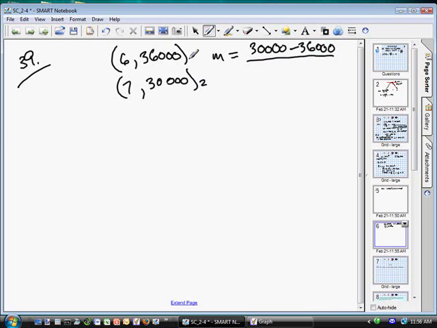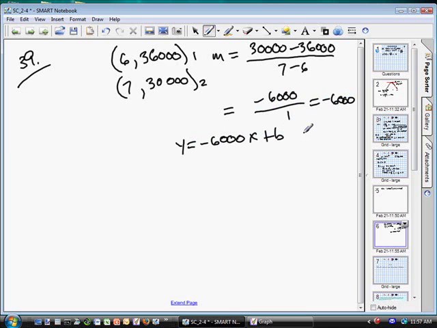I'm calling this point 2 and this one point 1 because point 2 occurs later when x is bigger. And then x2 minus x1. So we got negative 6,000 over 1. So negative 6,000. So now I know the beginning of my linear equation for demand. Now, I got to tell you what X is. X is what? The cost per ticket.